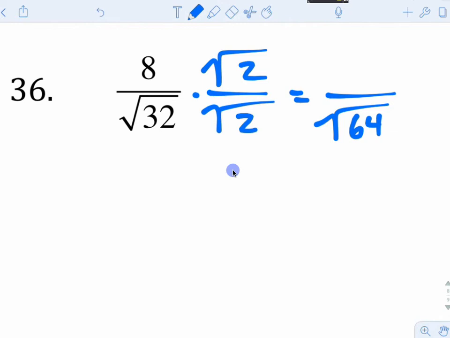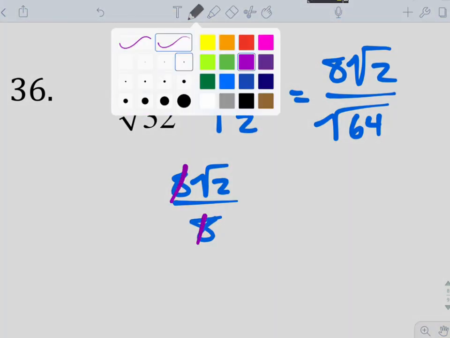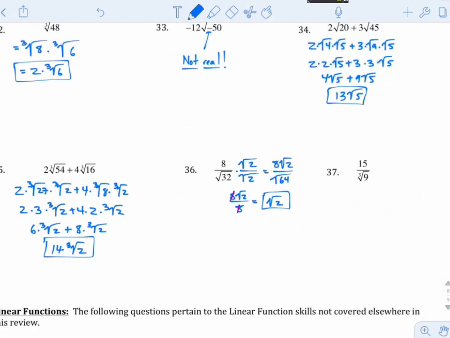And we end up with 8 times the square root of 2 over the square root of 64, but this simplifies, right? The square root of 64 is just 8. Got a little simplifying we can do here. These two simplify to 1, and we end up with just, whoa, hot damn, the square root of 2. Who would have thought that this simplifies to just the square root of 2? Okay, last one for this section.